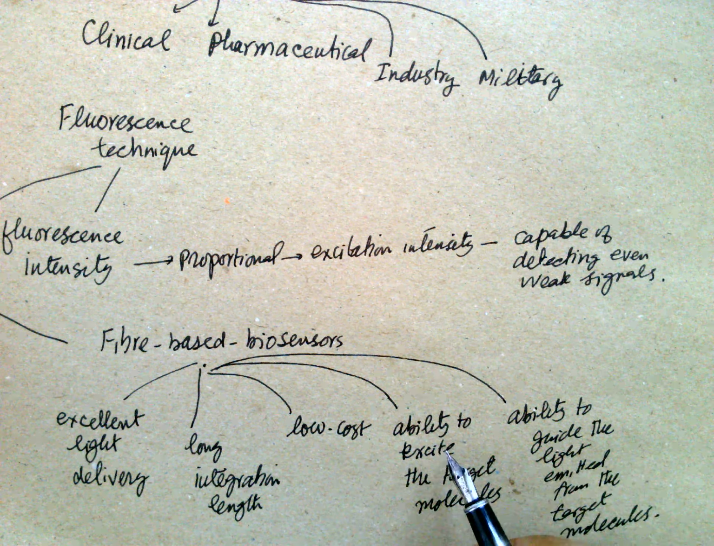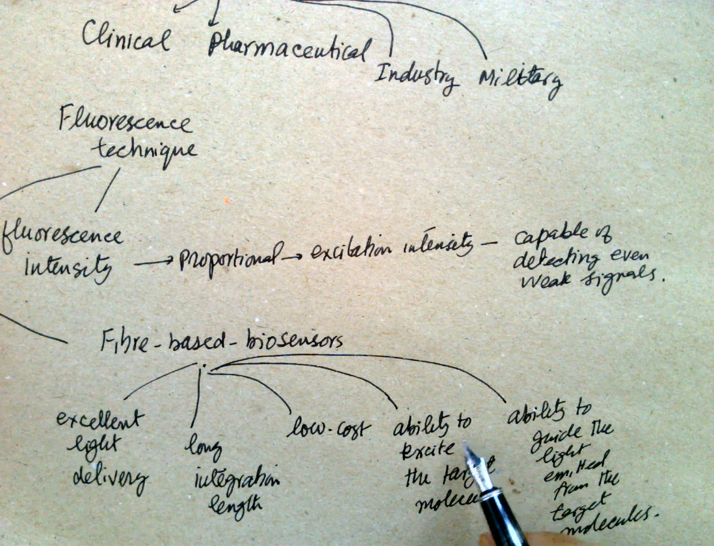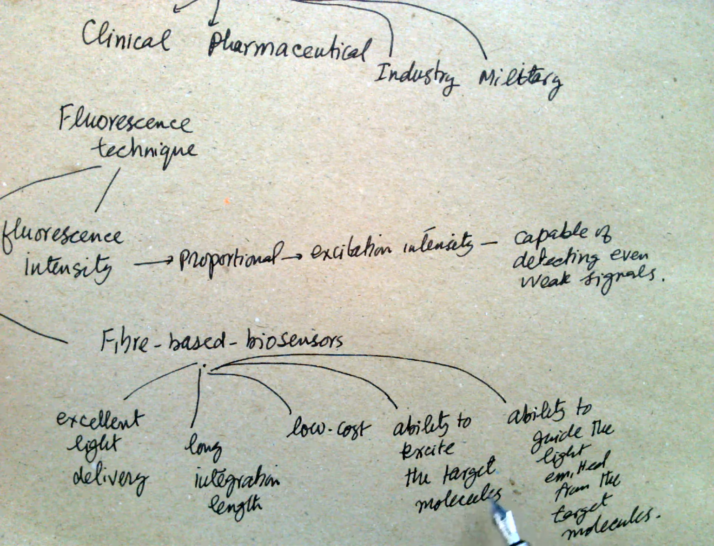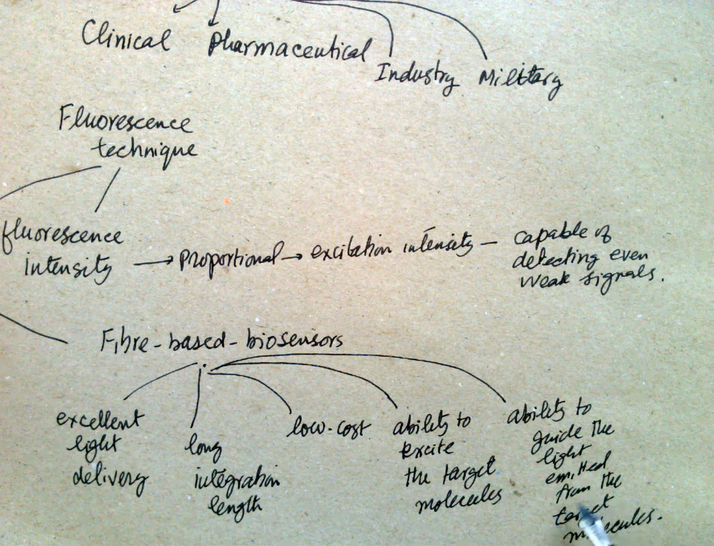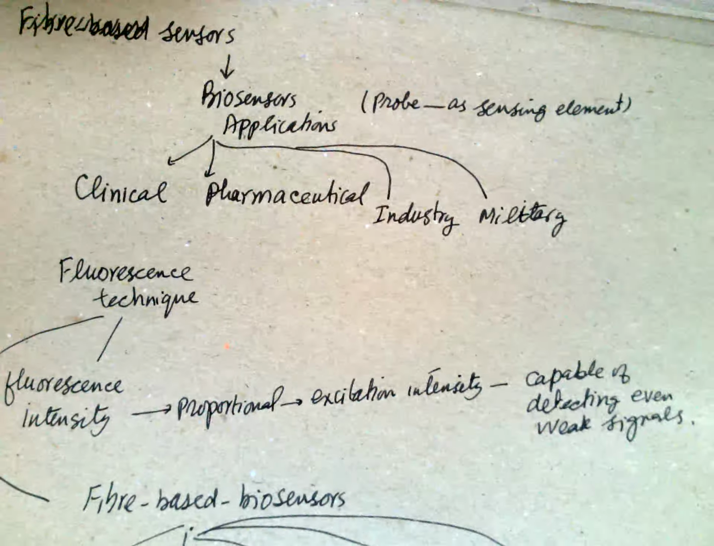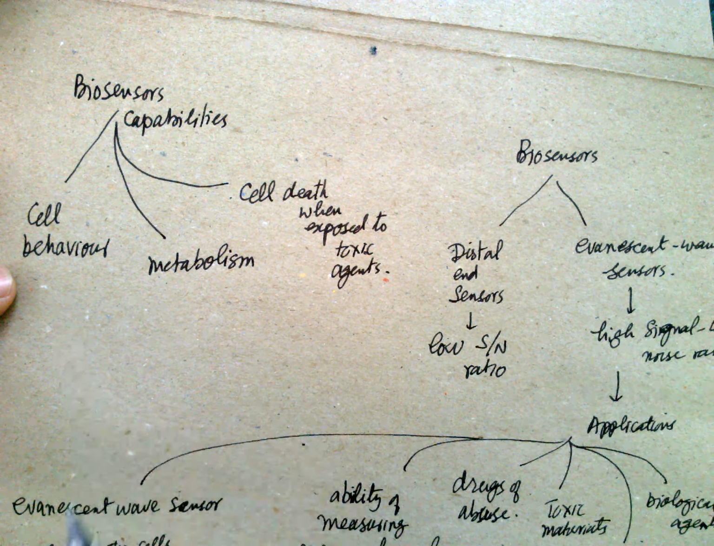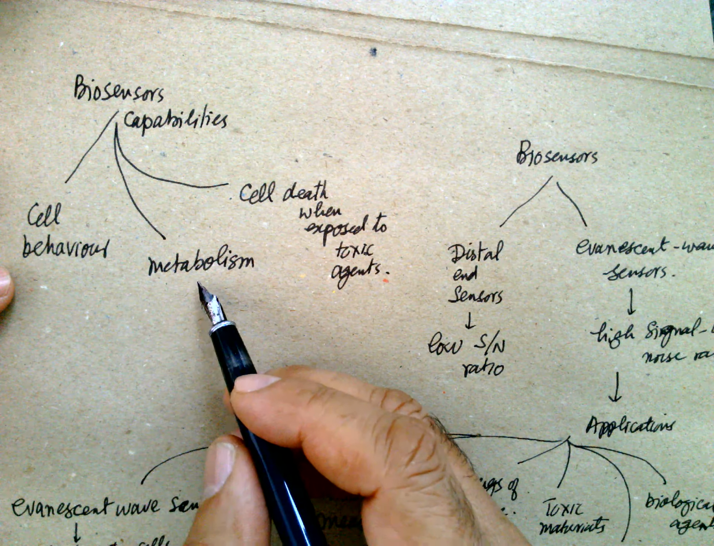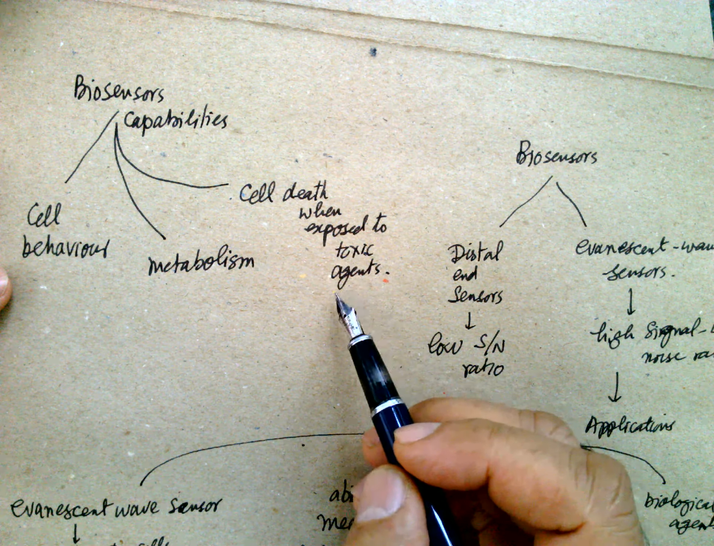Low cost because it is easily fabricated. Ability to excite the target molecules and ability to guide the light emitted from the target molecules as well as the pump. So the pump plus target molecule emission are guided by the core. With biosensor capability, cell behavior can be detected: metabolism of the cells, and cell death when exposed to toxic agents.